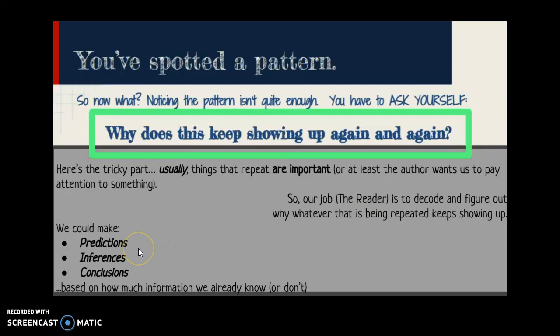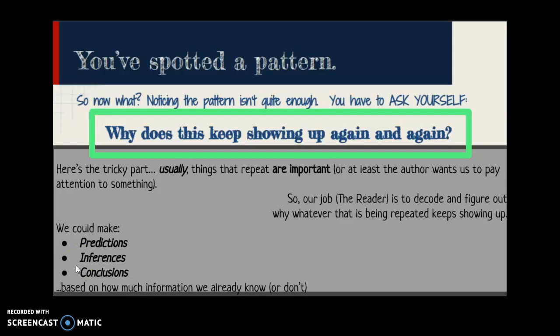Number 1, we can make predictions. Say we do not have a lot of information. Okay, we can still make a prediction. That's still a text connection. If we have some information, maybe like we're in the middle of the story, or we have a little bit of information, we can start to make some inferences, some more educated guesses based on the information we do have.